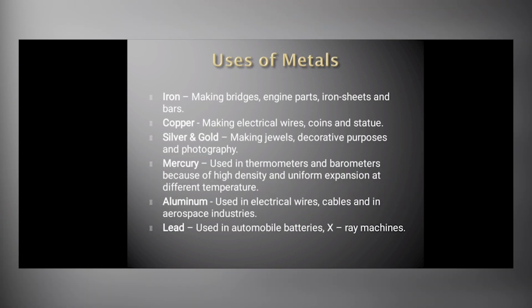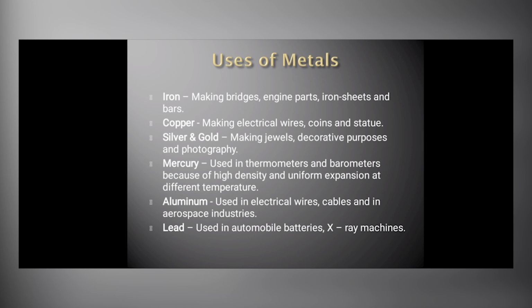Iron helps in making bridges, engine parts, iron seats and bars. Copper helps in making electrical wires, coins and statues. Next, silver and gold help in making jewels, decorative purposes and photography, that is, in the lens. Mercury, which is in a liquid state, is used in thermometers and barometers because of its high density and uniform expansion at different temperatures.